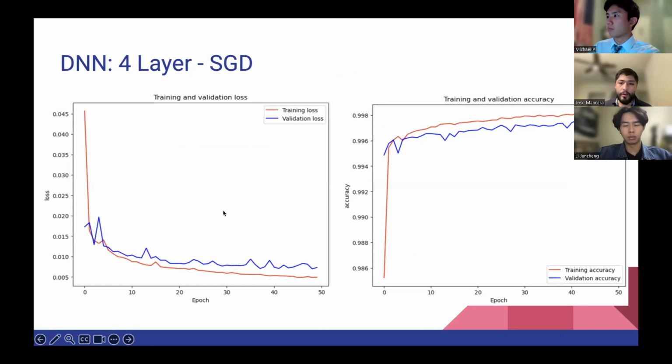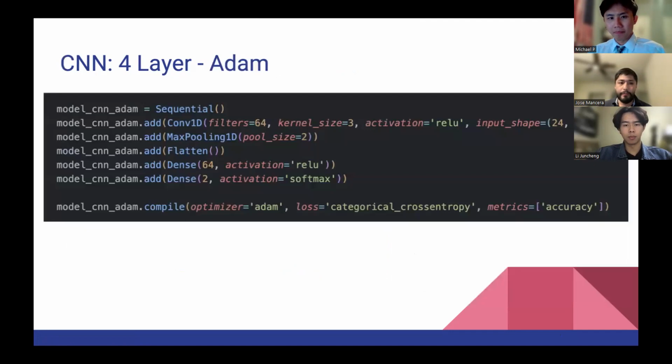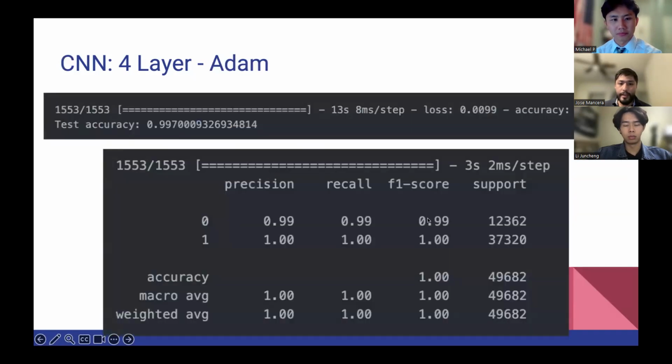But overall as a whole, you can see here it still did pretty good, but it did take a while. Towards the end, they all basically had very similar results. And then the next one, we ran a convolutional neural network with the Adam optimizer of 4 layers again, and we got near perfect results, 99% accuracy.